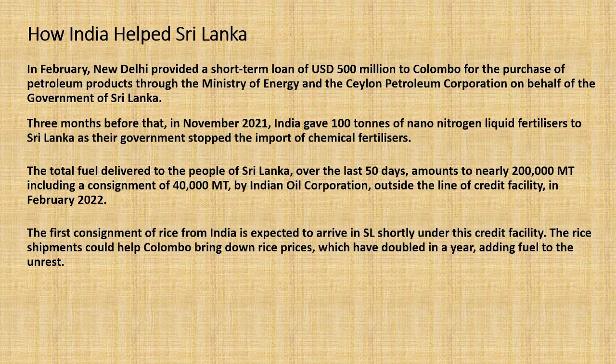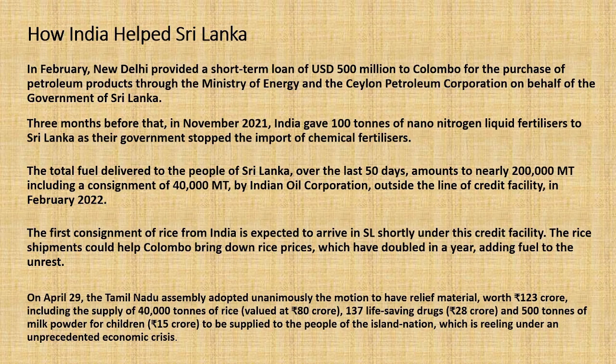the unrest. And finally, on April 29, the Tamil Nadu Assembly unanimously adopted the motion to send relief material worth 123 crore, including the supply of 40,000 tons of rice valued at 80 crore rupees, 137 life-saving drugs valued at 28 crore, and 500 tons of milk powder for children valued at 15 crore, to be supplied to the people of the island nation, which is reeling under an unprecedented economic crisis. So this is all about the Sri Lankan economic crisis.